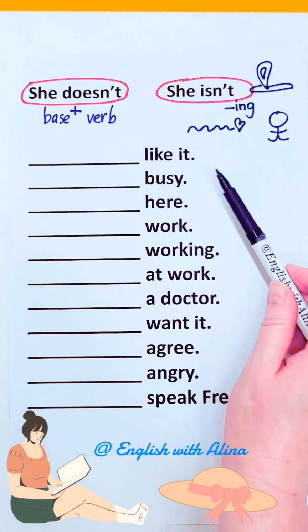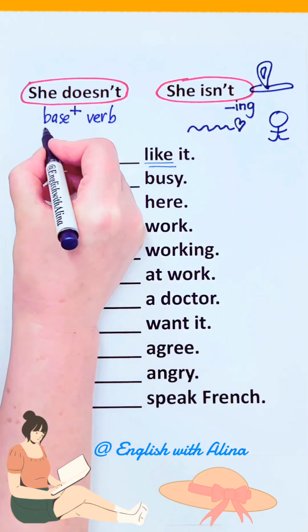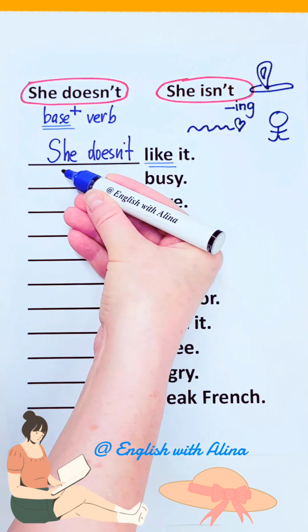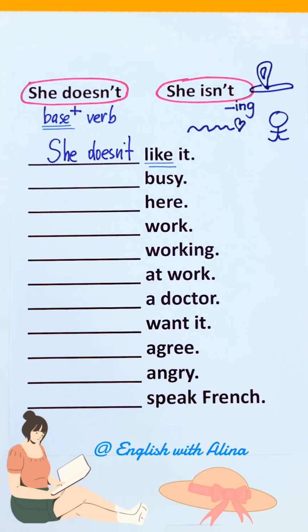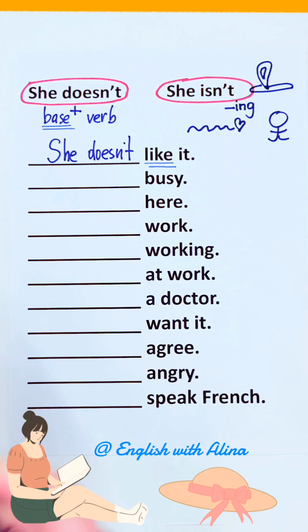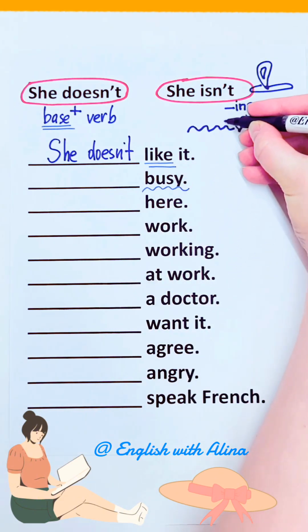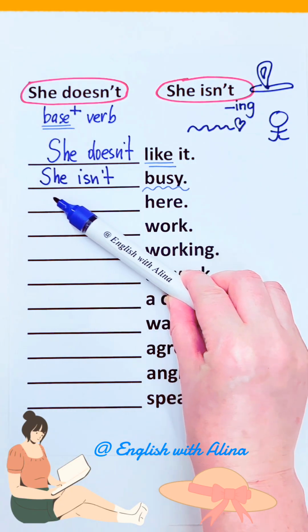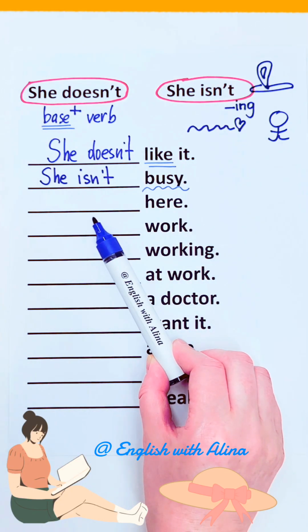Blank, like it. Like is a base verb. She doesn't. She doesn't like it. Blank, busy. Busy is an adjective. She isn't. She isn't busy.